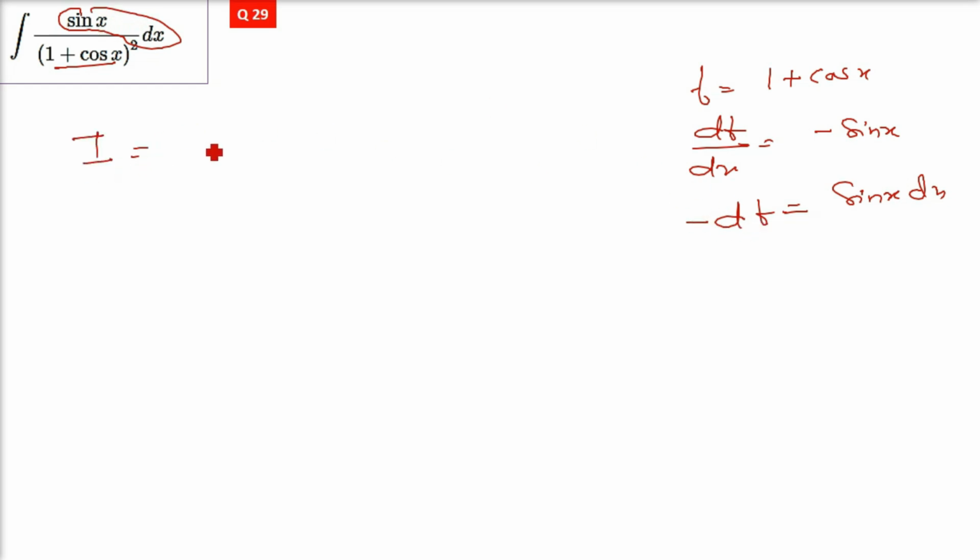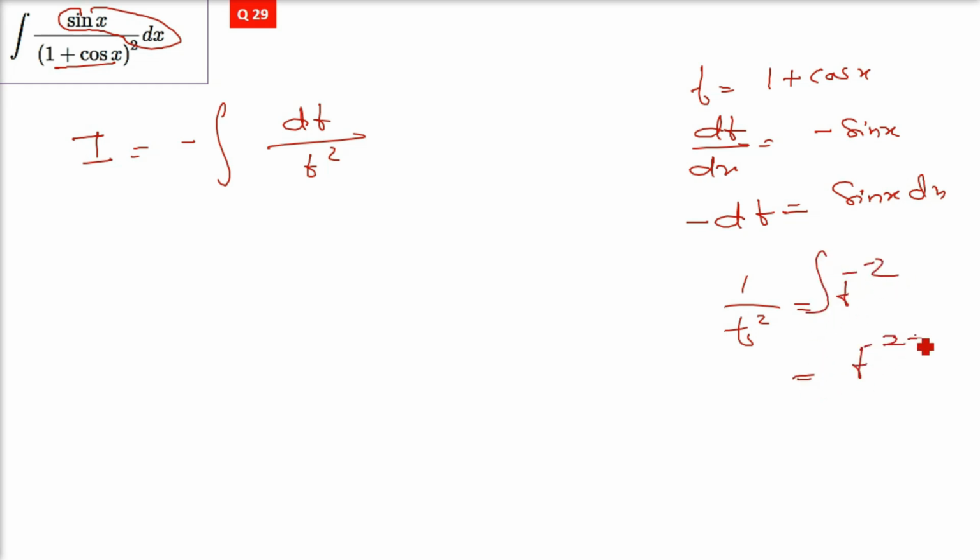So in the integration, the negative will come in front. dt divided by 1 plus cos x whole square, which will be t square. So this is 1 by t square, t goes up, t raised to minus 2. And the integration of t raised to minus 2 is t raised to minus 2 plus 1 divided by negative 2 plus 1. It will be t raised to negative 1 divided by negative 1. So the negative will go up. So minus 1 by t will be the final result. Negative 1 by t plus constant of integration.